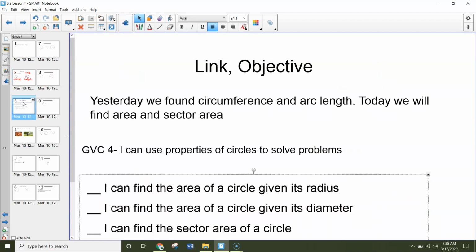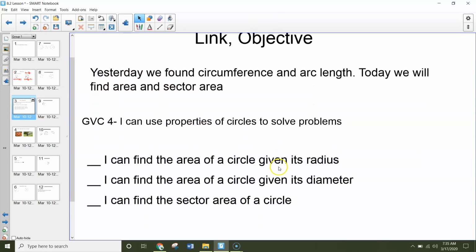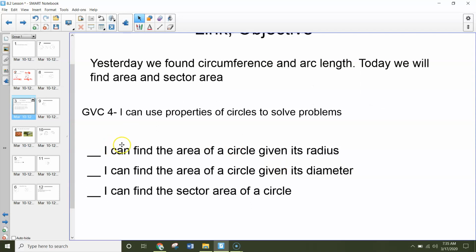Okay, so last time we found circumference and arc length. Today we are going to be finding area and sector area. We're still on GBC 4. I can use properties of circles to solve problems. Our learning targets for today, I can find the area of a circle given its radius, given its diameter, and then I can find the sector area of a circle.